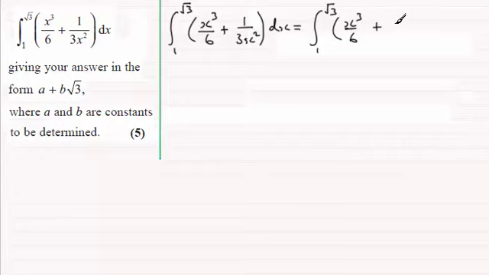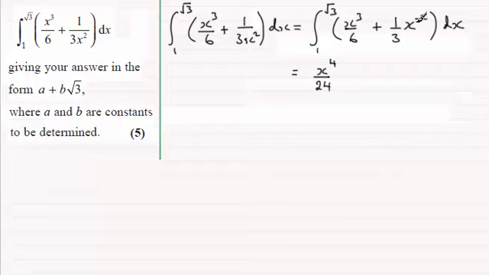So therefore what we've got here is the integral from 1 to root 3 of x cubed over 6, and then that's going to be 1/3 times x to the power minus 2, or you could write x to the minus 2 over 3. Okay, that's up to you. And then in the usual way, when it comes to integrating these kind of terms, add 1 to the power and divide by the new power. So with the first term here, that's going to be x to the power 4 if we add 1 to the power, and dividing by 4 gives us 6 times 4, which is 24.